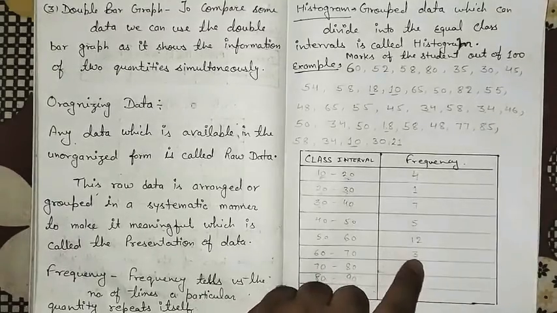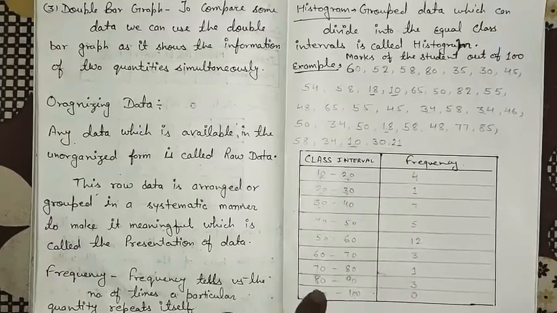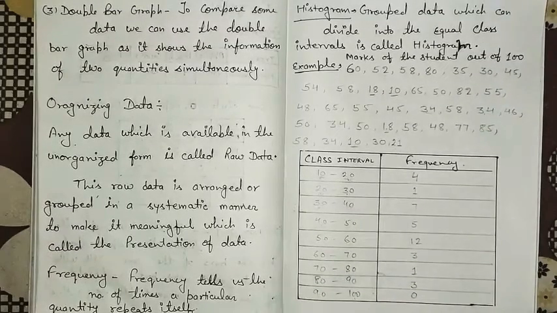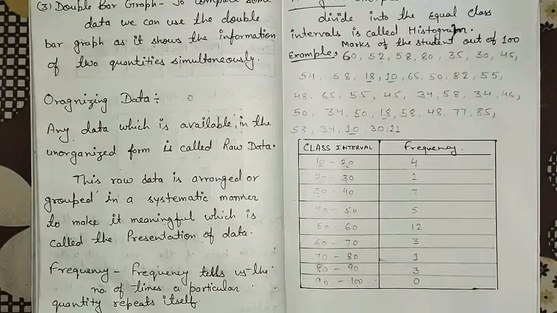60 to 69 there are 3 students. 70 to 79, 1 student. 80 to 89, 3 students are there. 90 to 100, there is no student who got full marks. Okay, so now we will make a histogram for it.